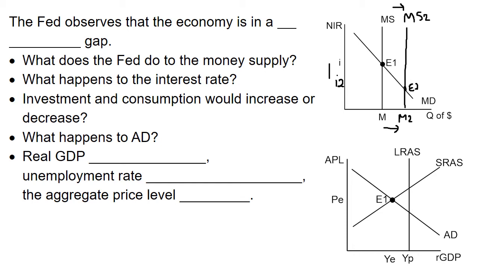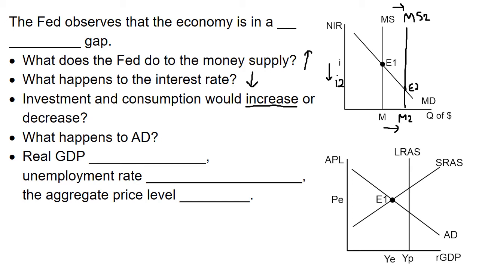So for our questions, what does the Fed do to the money supply? If they did a right shift, that is an increase. And in our drawing, what happened to the interest rate, in this case, the nominal interest rate? It decreased. If nominal interest rates are down, what would happen to investment and consumption spending? They're both going to increase because if they're paying less in interest, their desire to buy those things will increase.